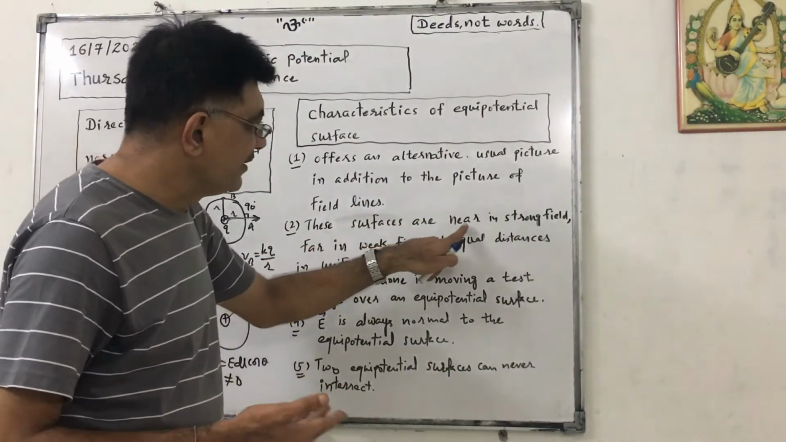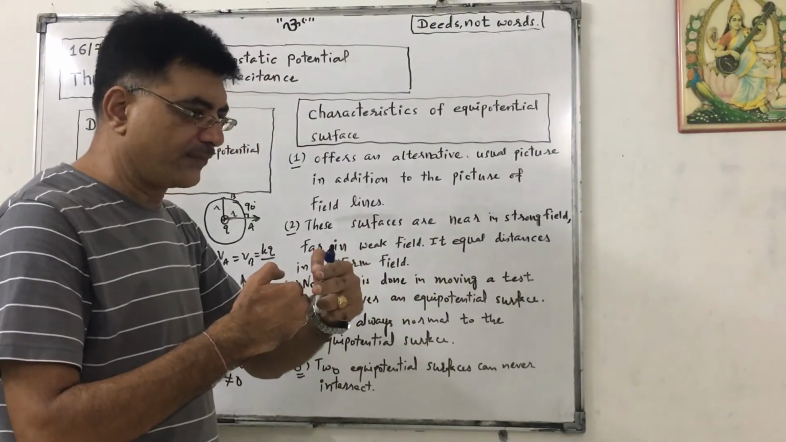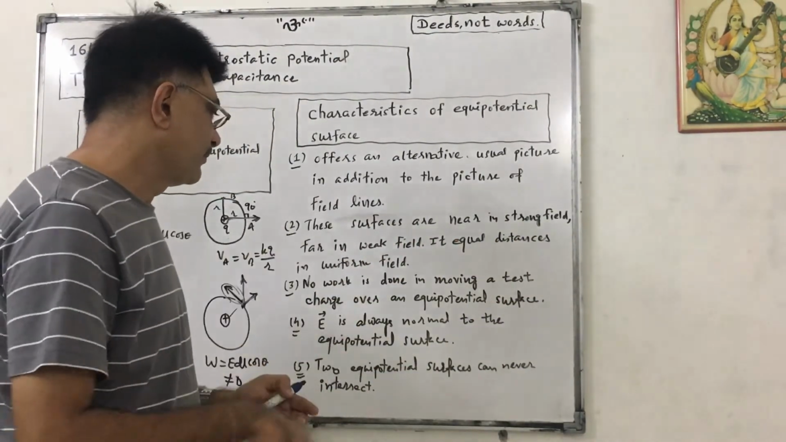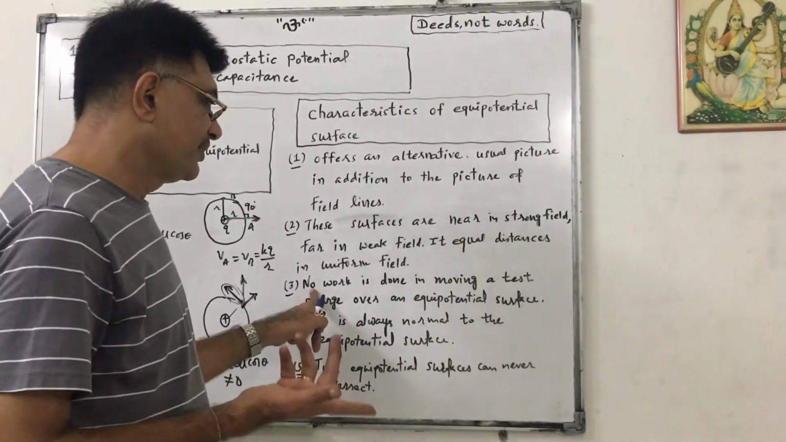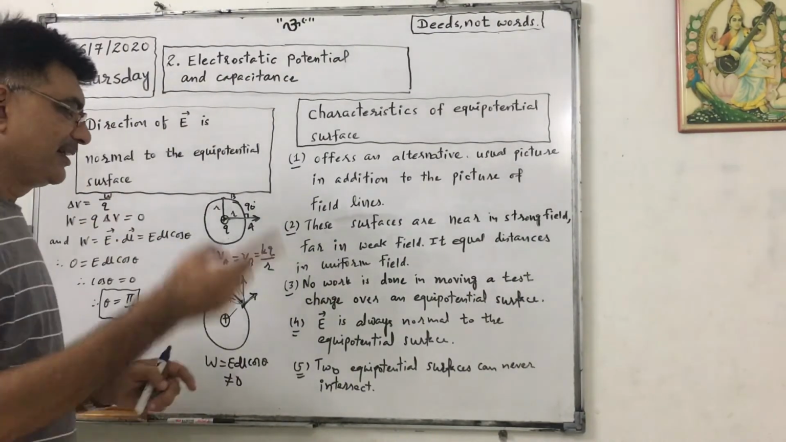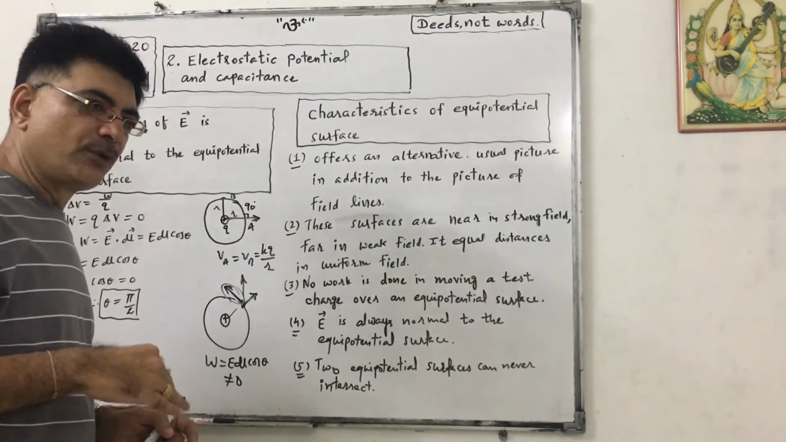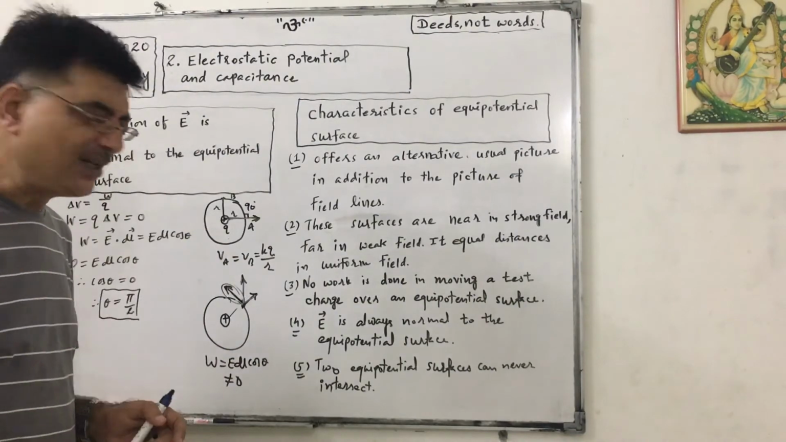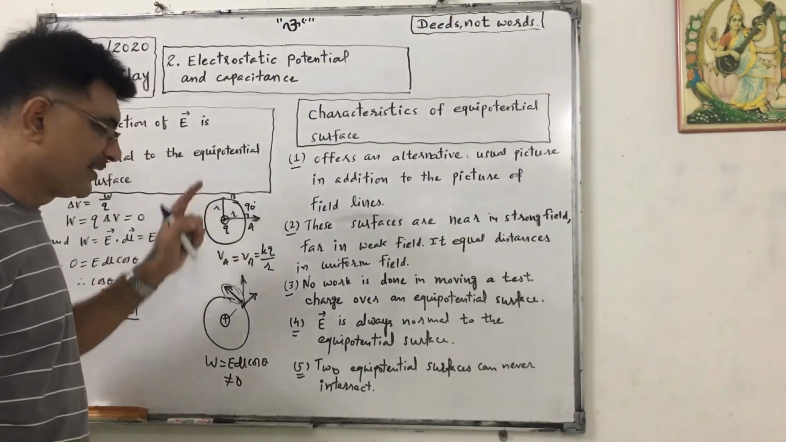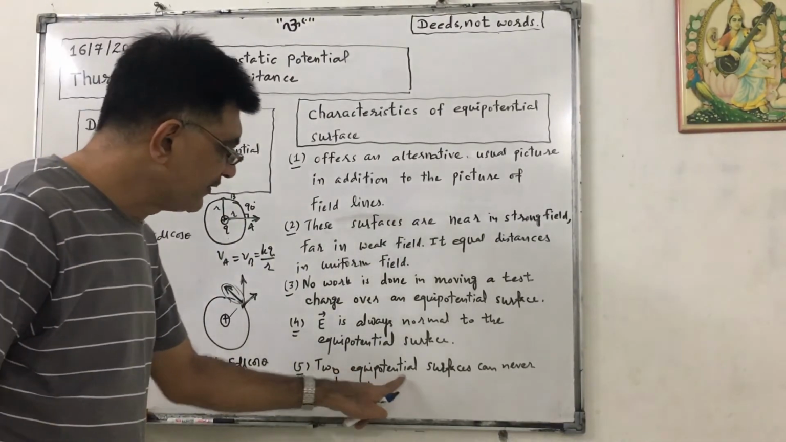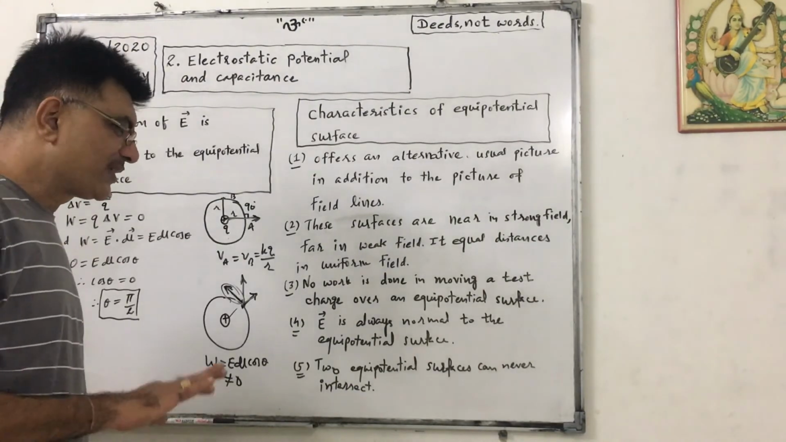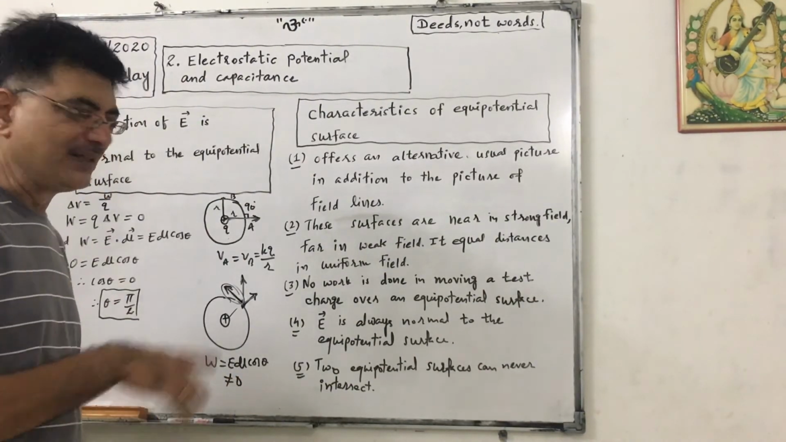These surfaces are near in strong field, far in weak field, and equal distances in uniform field. And no work is done moving a test charge from any point to any other point on the equipotential surface. And E is always normal to the equipotential surface. Okay? And two equipotential surfaces can never intersect. Okay? We have just summarized what we discussed in this topic.